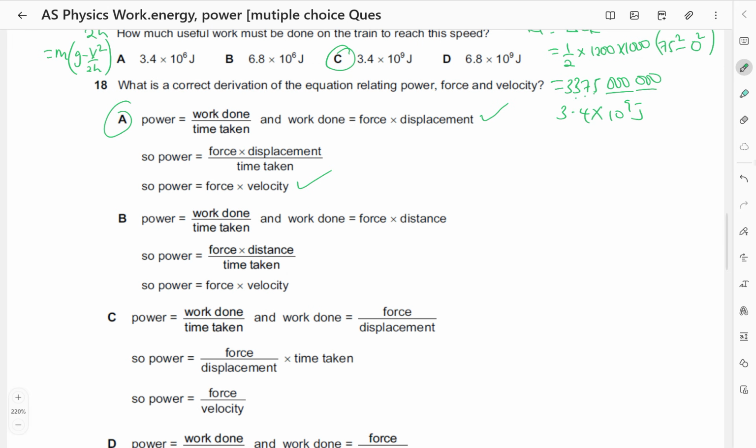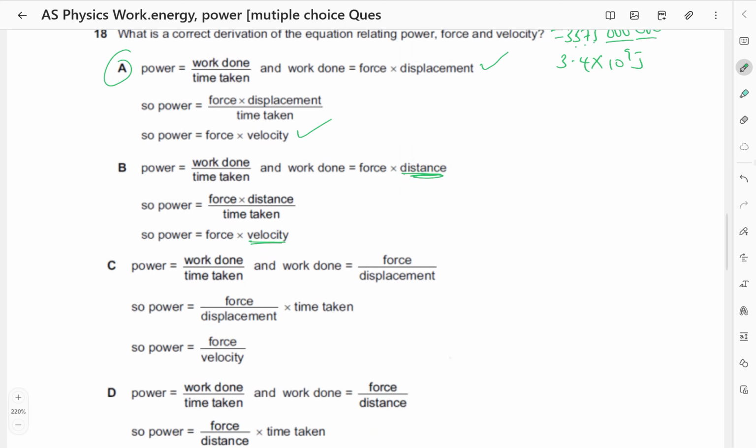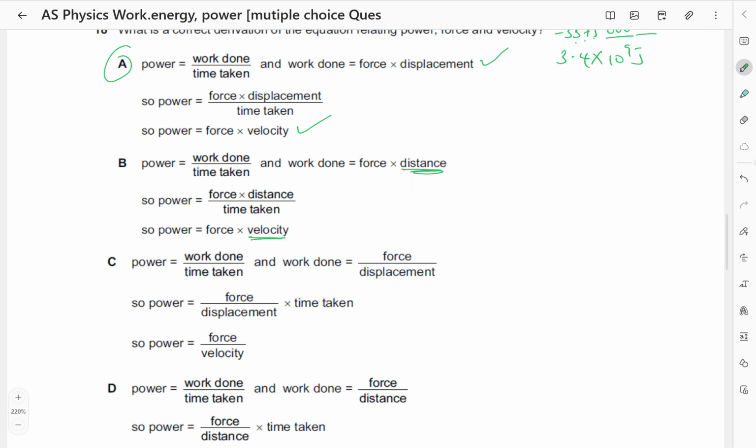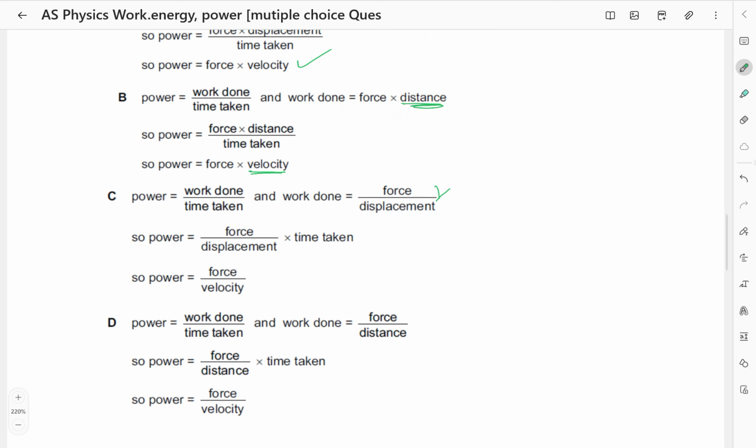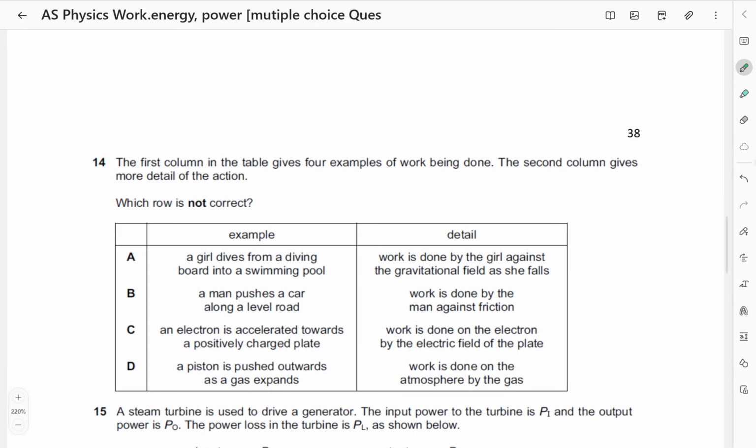Power is work done over time taken, which is true, but work done is force times displacement or distance in the direction of the force. So that means B is not correct, because distance over time taken is not velocity, it is speed. Then force over displacement is not velocity. Power is not force over velocity. So that one is wrong.